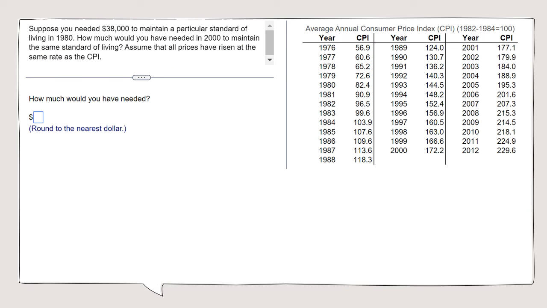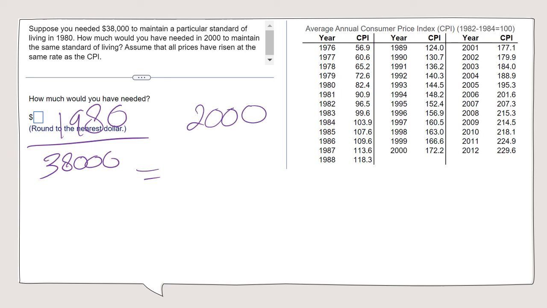Here's another CPI one, except it's not asking me what the inflation rate is. It wants to know if I changed when I bought something, how much would it have cost? So I'm going to do this like a proportion. The first thing I'm going to do is say, suppose you needed 38,000, so I'm just writing down the number it gives me, to maintain a particular standard of living in 1980. How much would you need in 2000 to have the same standard of living? So if this is 1980, what would 38,000 be, the equivalent in 2000?